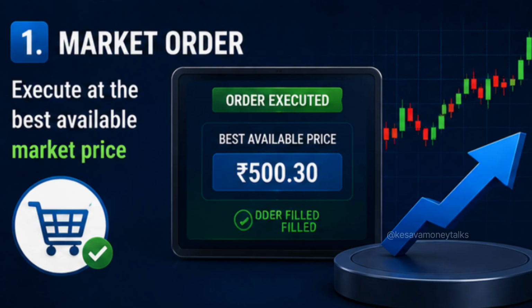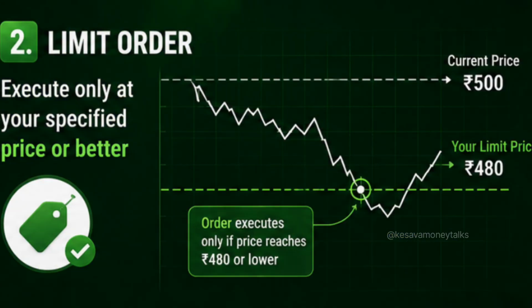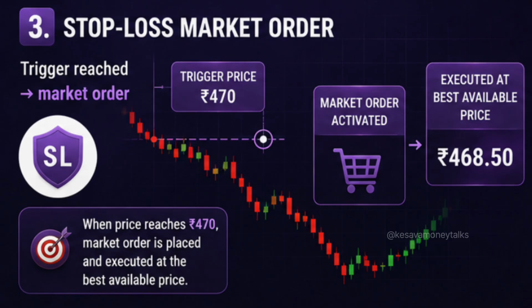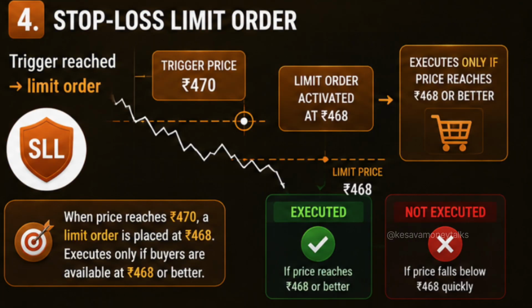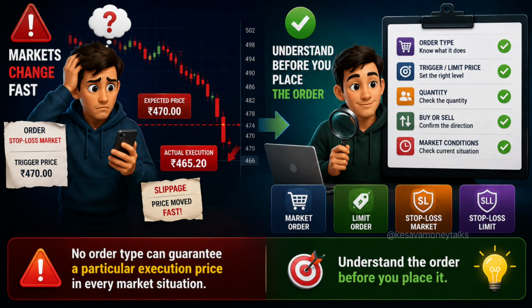And final summary, let's quickly revise. Market order means execute at the best available market price. Limit order, execute at my specified price or better. Stop loss market, once the trigger is reached, activate a market order. Stop loss limit, once the trigger is reached, activate a limit order. And remember, no order type can guarantee a particular execution price in every market situation. Understand the order before you place it.